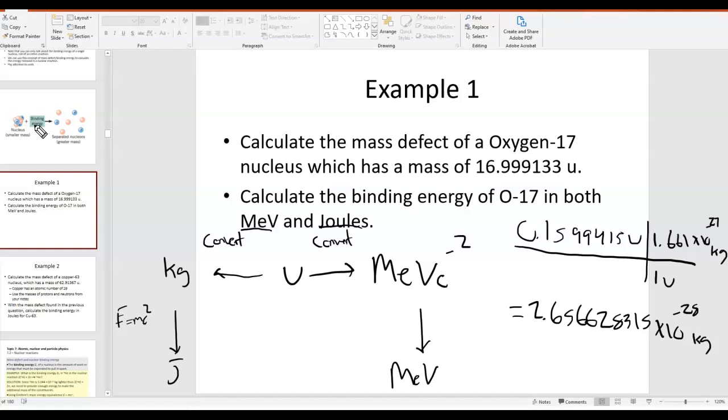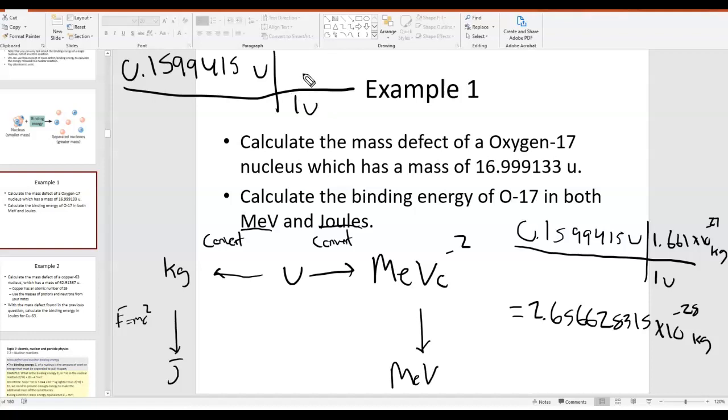So what I'm going to do now is convert my mass defect to MeV per c squared. And again, the conversion factor is given to you. 1 U is 931.5 MeV per c squared. Don't forget how you say it: the negative exponent means it's per, because you're dividing.